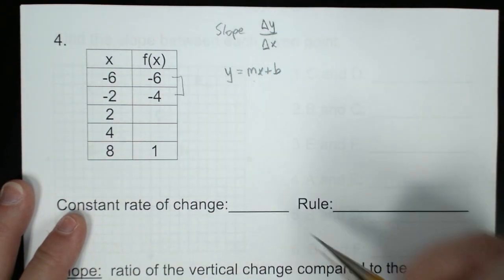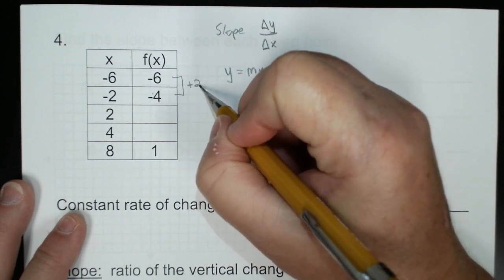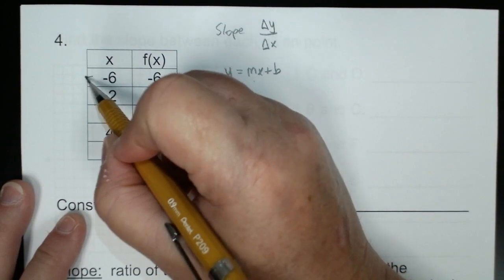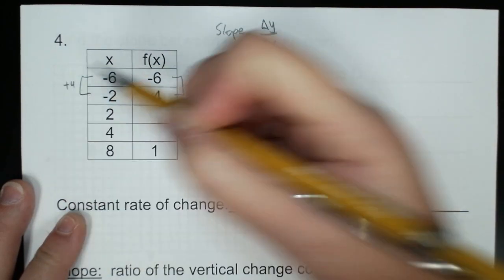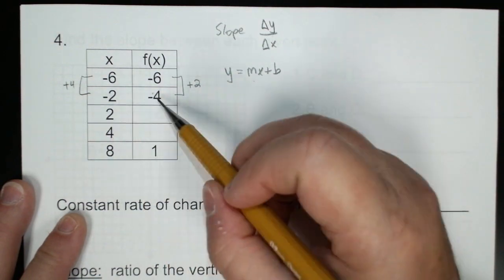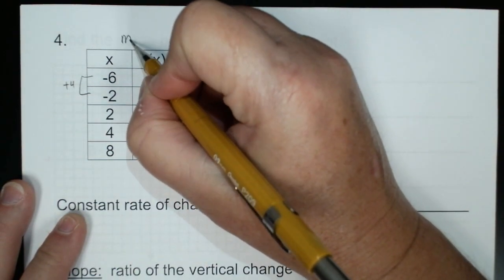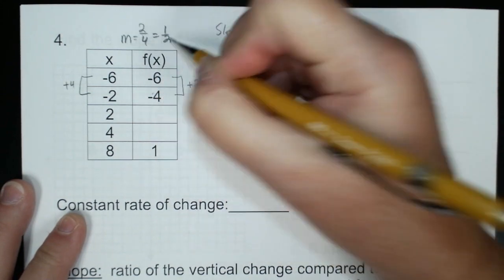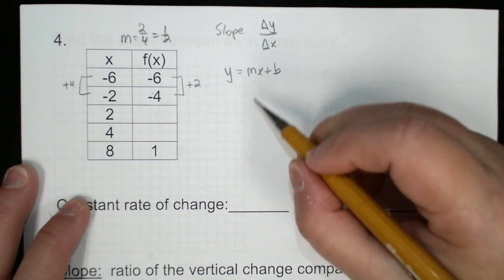I'm going to do the change. The change from -6 to -4 is +2. The change from -6 to -2 is +4. Notice I am putting the signs because then I'm going to say that m equals 2 over 4, which is 1/2. So I have my m.